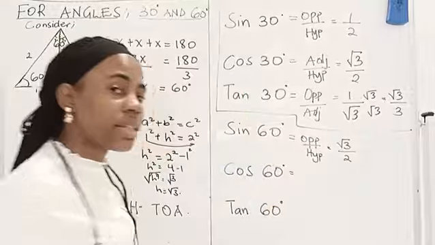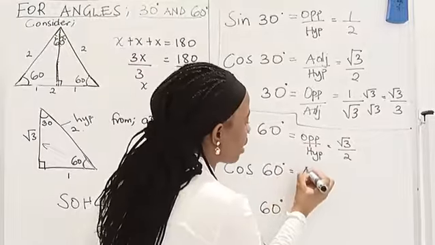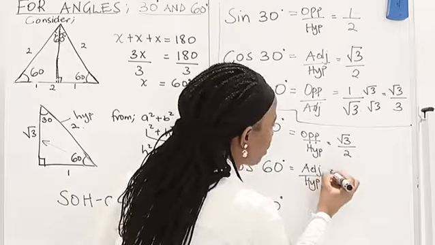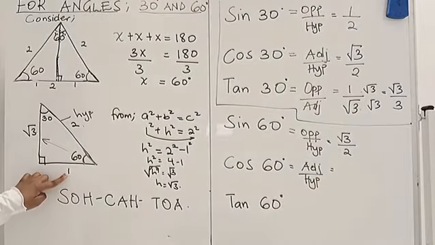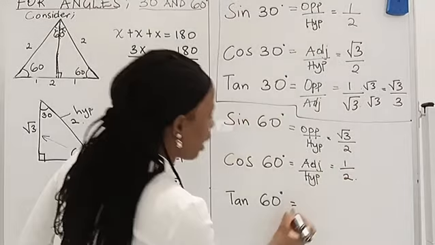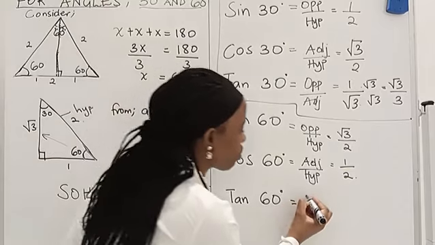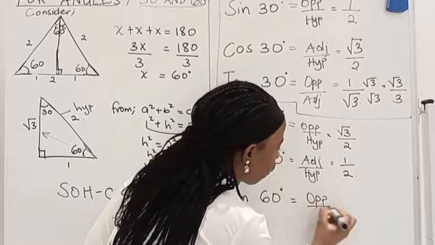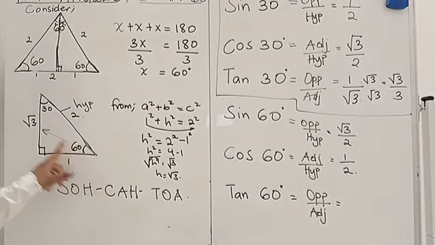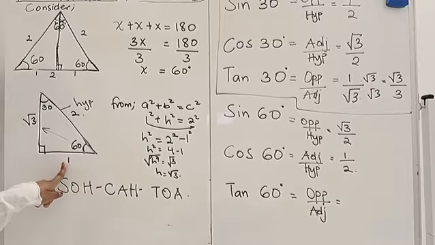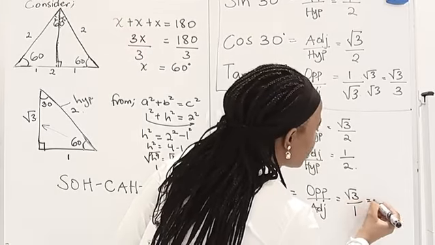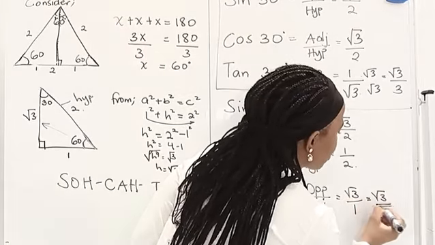Okay? What is cos 60? Cos 60 is adjacent out of hypotenuse. And what is your adjacent? Your adjacent is 1, and the hypotenuse is 2. So this is going to be 1 out of 2. So what is tan 60? Tan 60 is going to be opposite over adjacent. What is your opposite? Your opposite is root 3, and adjacent is 1. So this is going to be root 3 out of 1. And this is the same as writing root 3 as your answer.